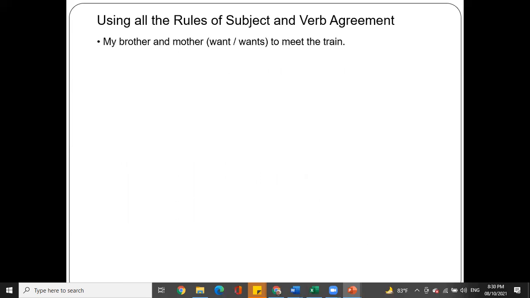OMG. Using all the rules. My brother and mother want to meet the train. So the conjunction and makes it a compound noun. They want to meet the train. My brother and mother want to meet the train.